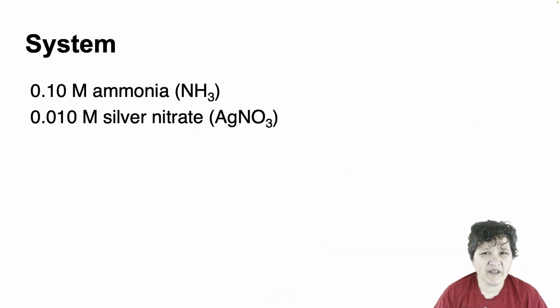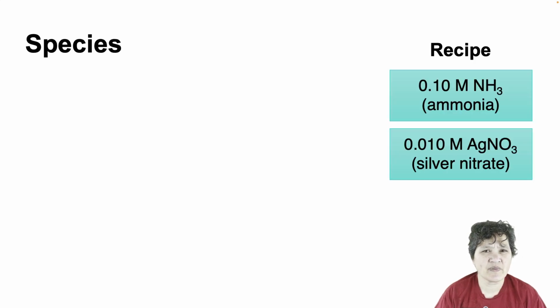0.10 molar ammonia and 0.010 molar silver nitrate. It doesn't look that complicated, but let's go through and think about what species would be in this system. Now, this is a system that I talk about in lecture, so I apologize to any of you who aren't in my class. I'm going to go through this next bit very fast.